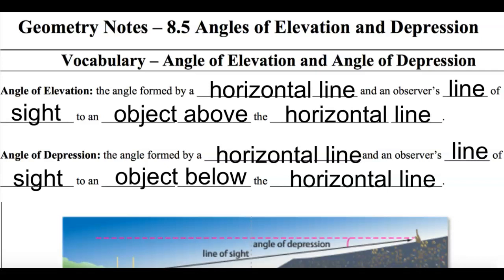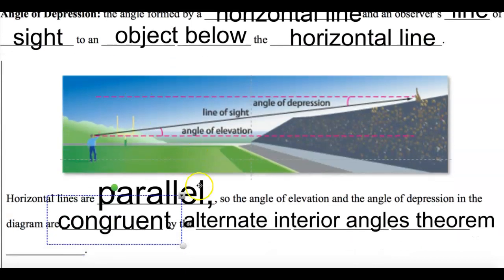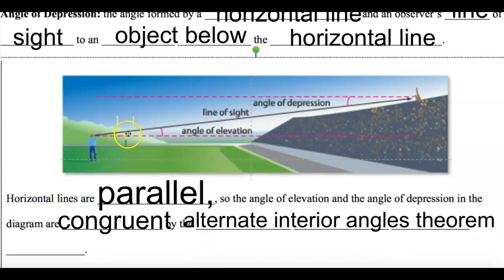Alright, today's lesson is on angle of elevation and depression. An angle of elevation is formed by a horizontal line and the observer's line of sight to an object above the horizontal line. The angle of depression is formed by a horizontal line and the observer's line of sight to an object below the horizontal line. So we have a picture of kind of what this looks like. Notice here that horizontal lines are parallel, so the angle of elevation and the angle of depression in this diagram are congruent by the alternate interior angles theorem.